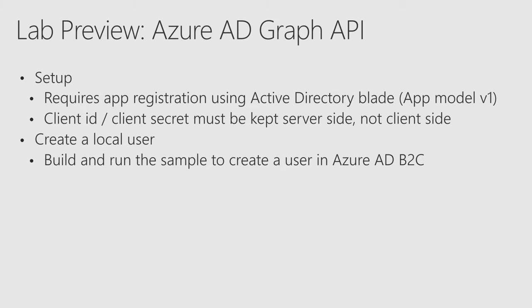You just git clone a sample application that we have and change your client ID and client secret and tenant name within the source code. And then you should be able to compile, run it, and you could actually create a user in AAD B2C using this Graph API. If people are interested in doing this lab, I'm happy to walk around and help people.